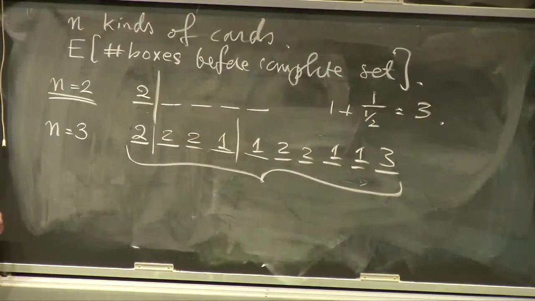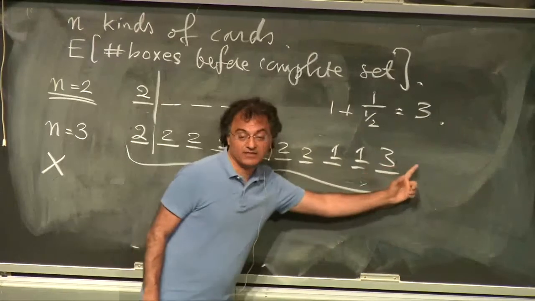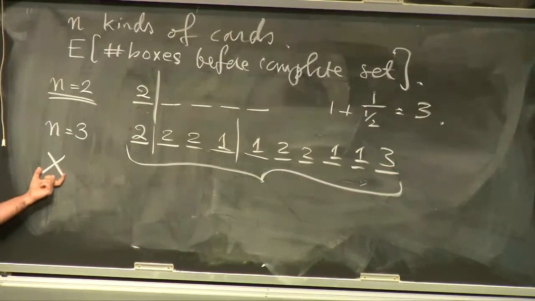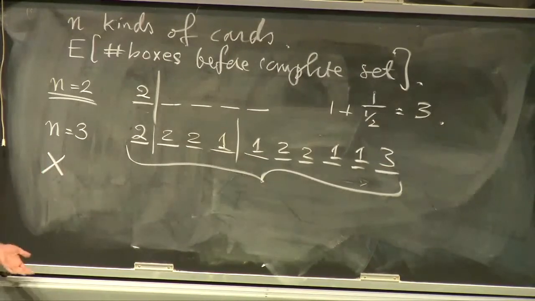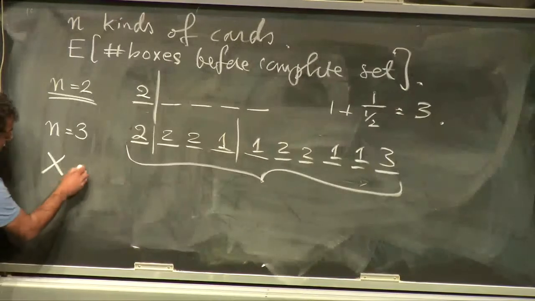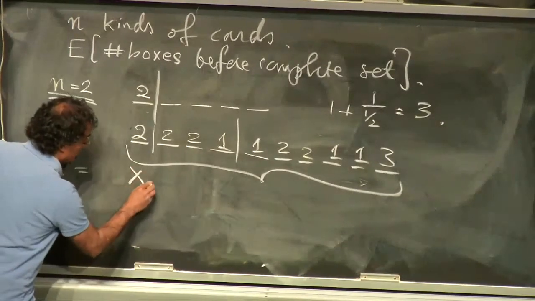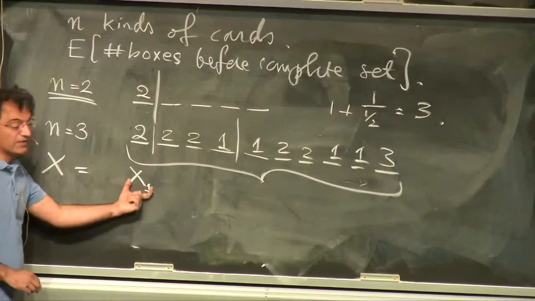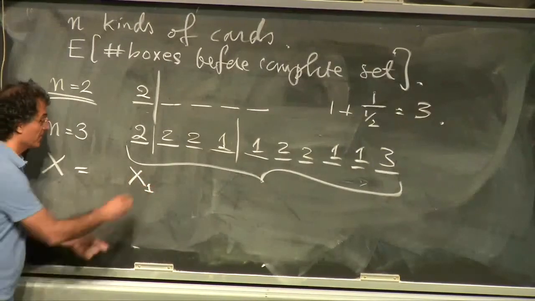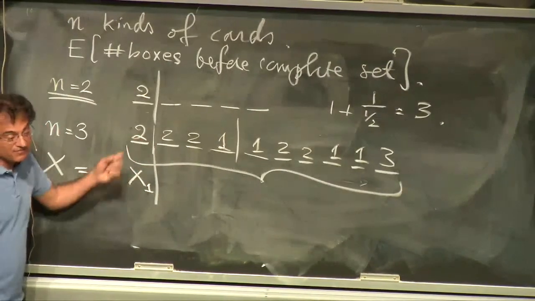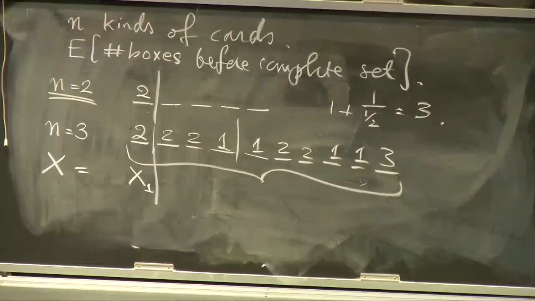Okay, so suppose we let x be the random variable which says how long is it going to take? Right? So what we want to know is what's the expected value of x? But now how can we rewrite x in some other way that's suitable for us? So we could rewrite x as x1, the time it took us to get the first card, which is up through here. So that was always one step, right?